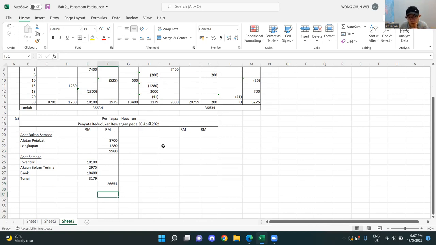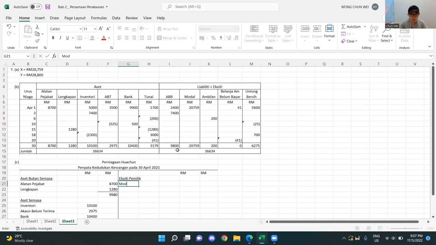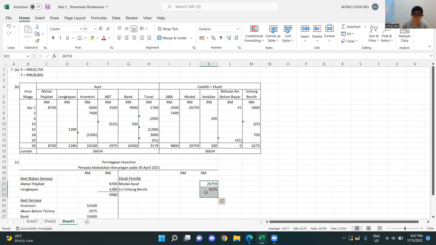So after here, I will come to my right side and start off with my equity per mille. And underline it. Okay, so this equity per mille, you always start with your modal, or we call it the modal awal. All right, so modal is this one, the 20,759, you put it in, 20,759. Okay, after that, if we have untung bersih, then you add your untung bersih. So the untung bersih is actually 6,275. So we add up first. Get 27,034. Okay. So here you are.